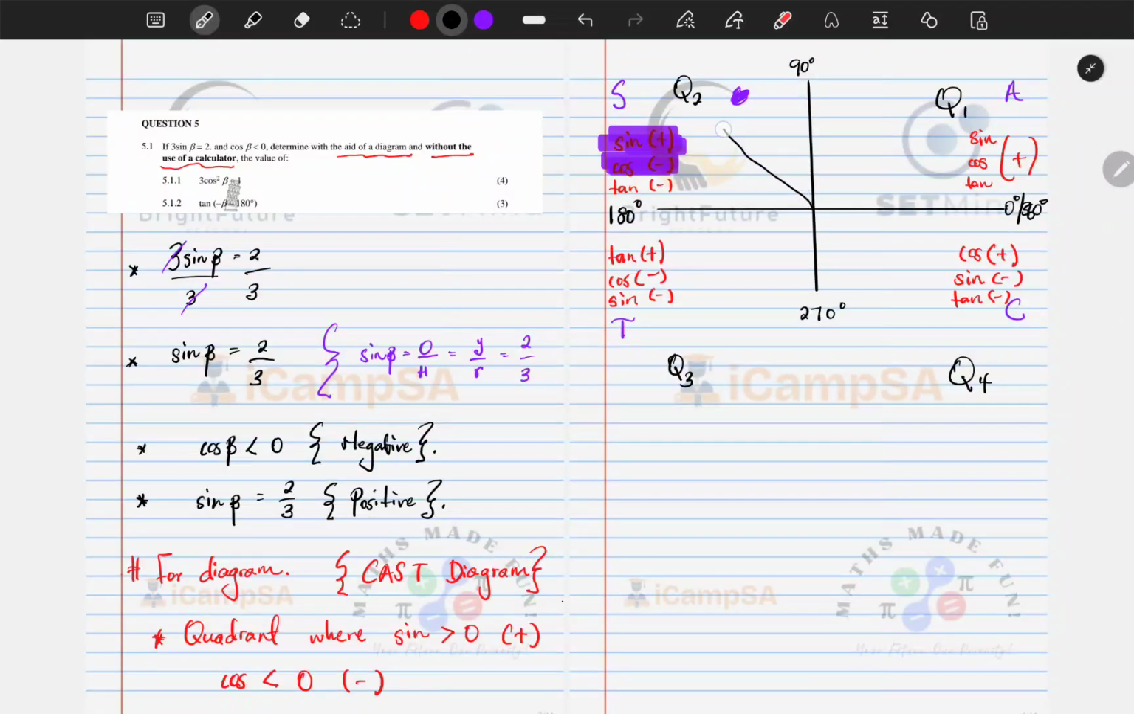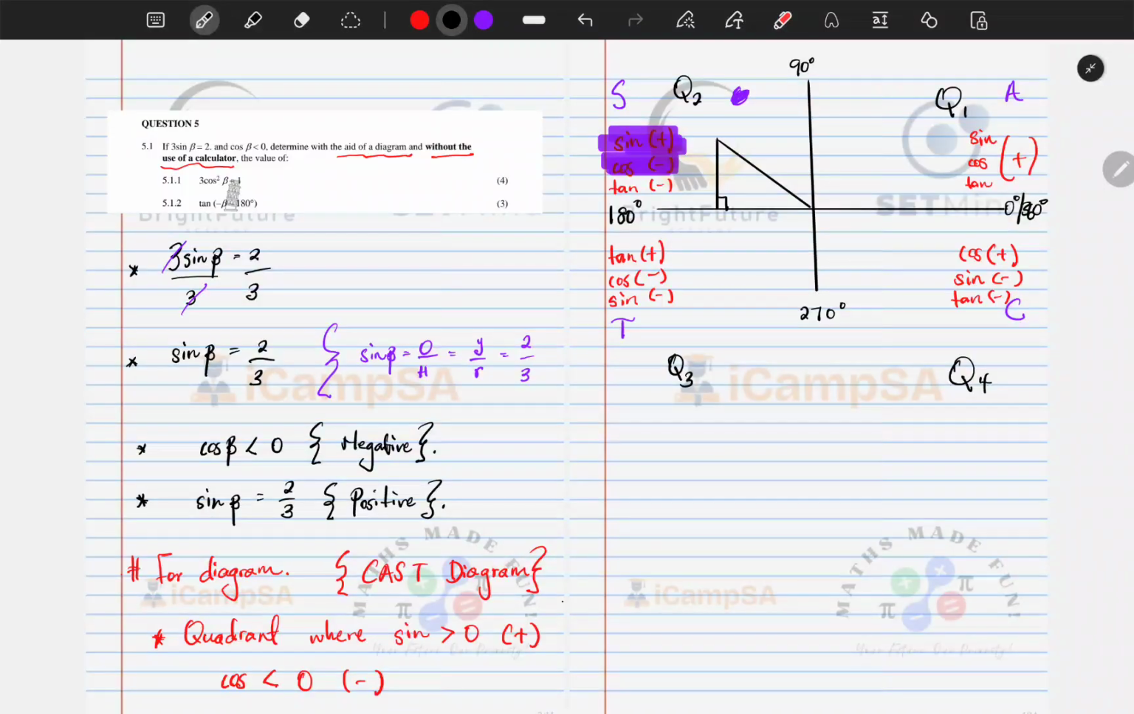So the triangle will be, okay, I don't know why it's not doing straight lines, but it's okay. So that means I'm going to be here, right? And then I have my right angle here.